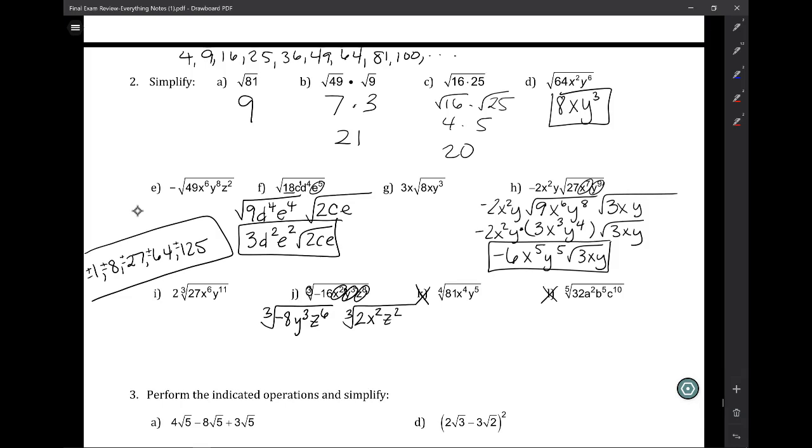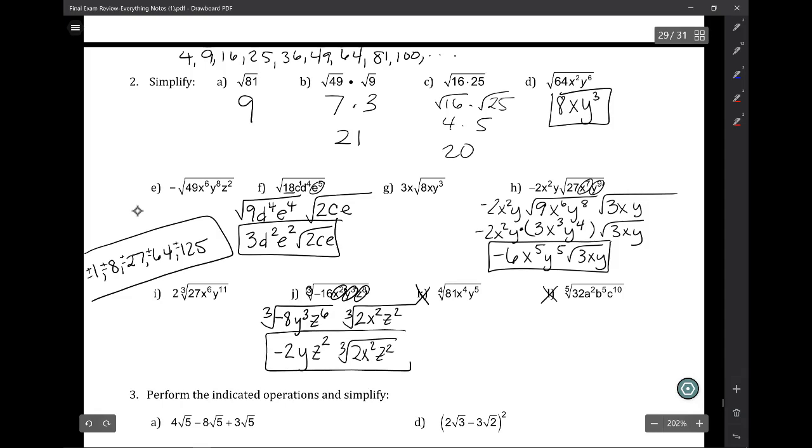So the cube root of negative 8, you could type it in your calculator if you didn't know. Y cubed, and then I take the cube root of that as just y. Z to the 6th power, taking the cube root, would be z squared. And then this is just going to get rewritten because I can't reduce it any farther, and that's your final.